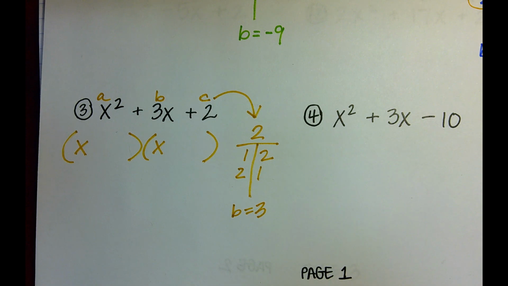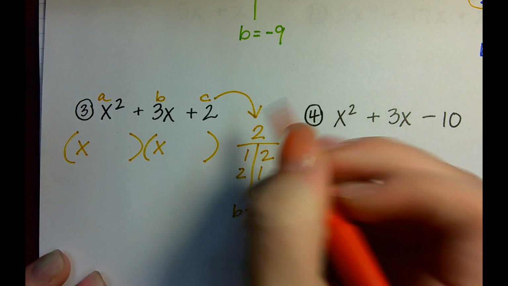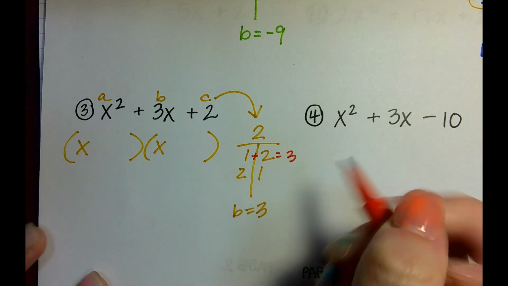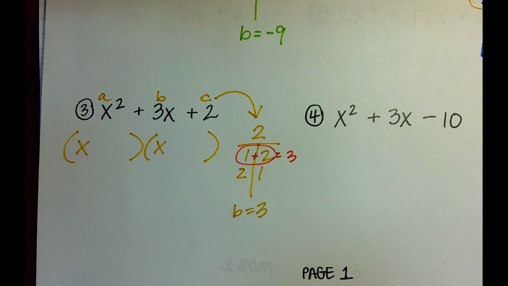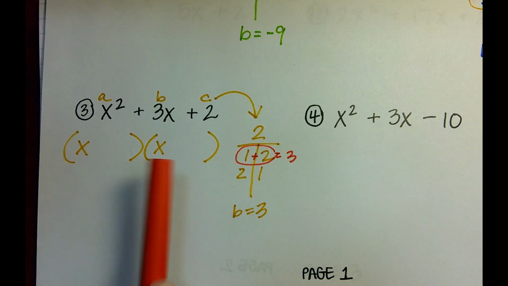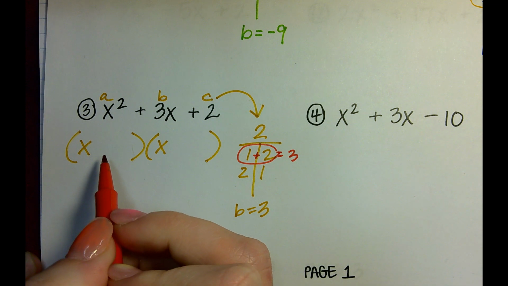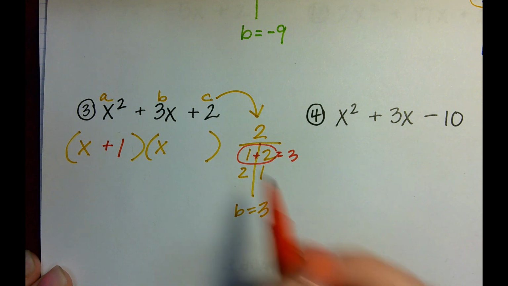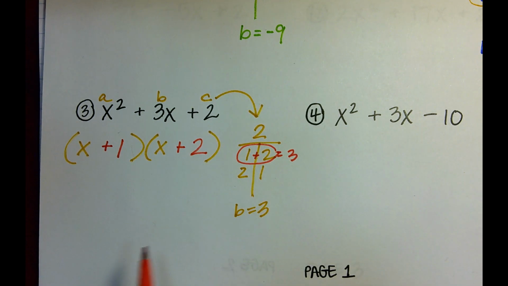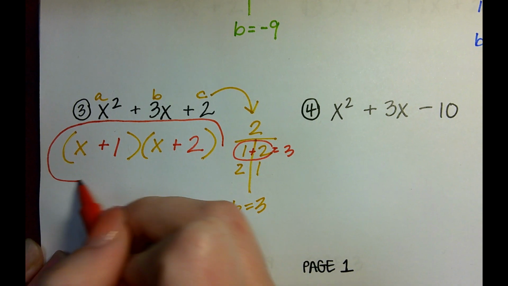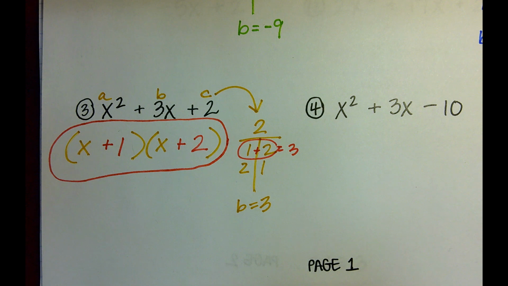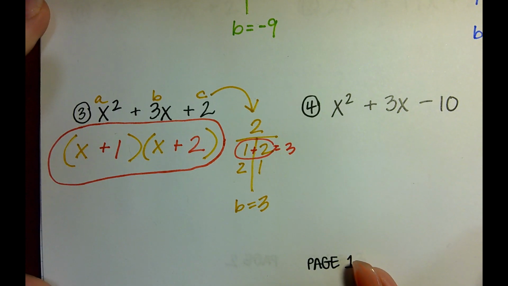Either one works. 1 plus 2 is 3. 2 plus 1 is also 3. So you really have 2 options for the correct answer here. How do I write my answer? X plus 1. Good. X plus 2. X plus 1 and x plus 2. You could also do x plus 2 and x plus 1. Both are correct. So we circle it, and that's our answer. There's the factors for 3. Okay, any questions on that one?